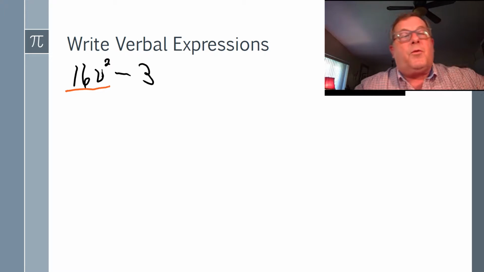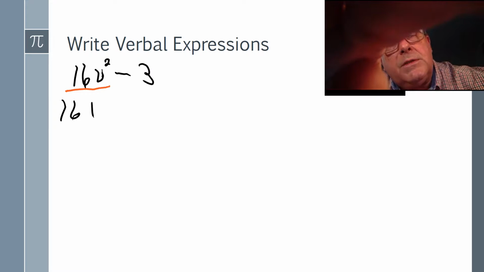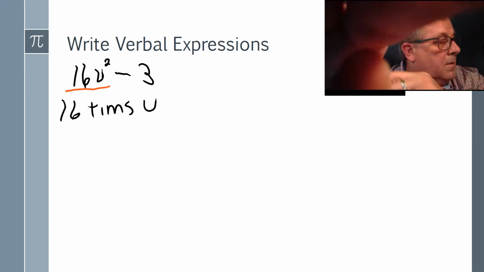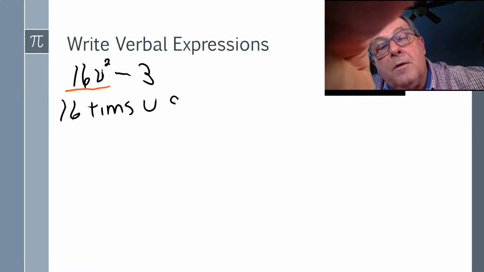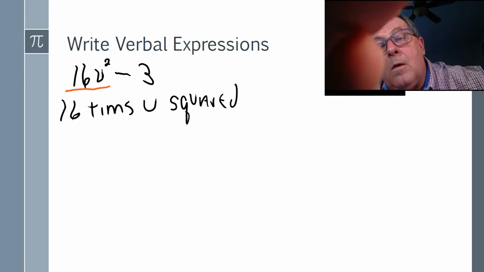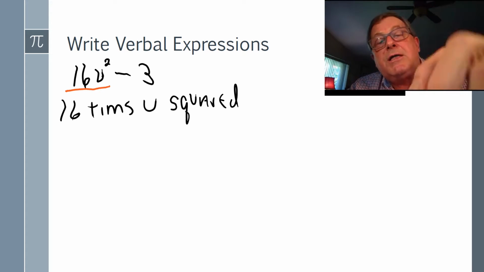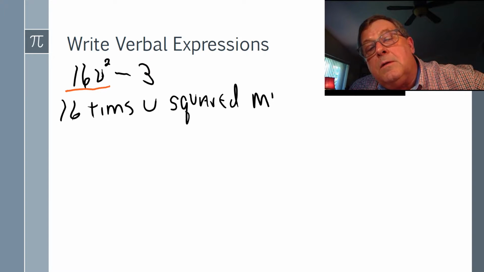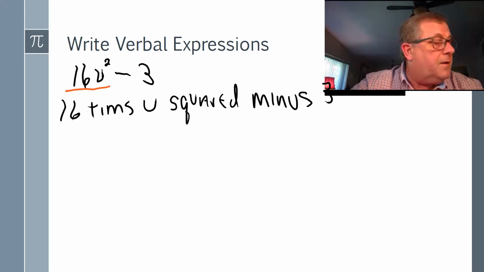So let's turn this expression though into a verbal expression. And so I could say then that this is 16 times u, I could say raised to the power of 2 or squared. I'm going to just say squared, u squared. And then I got a subtraction sign. I'm going to say minus 3. All right, cool enough.